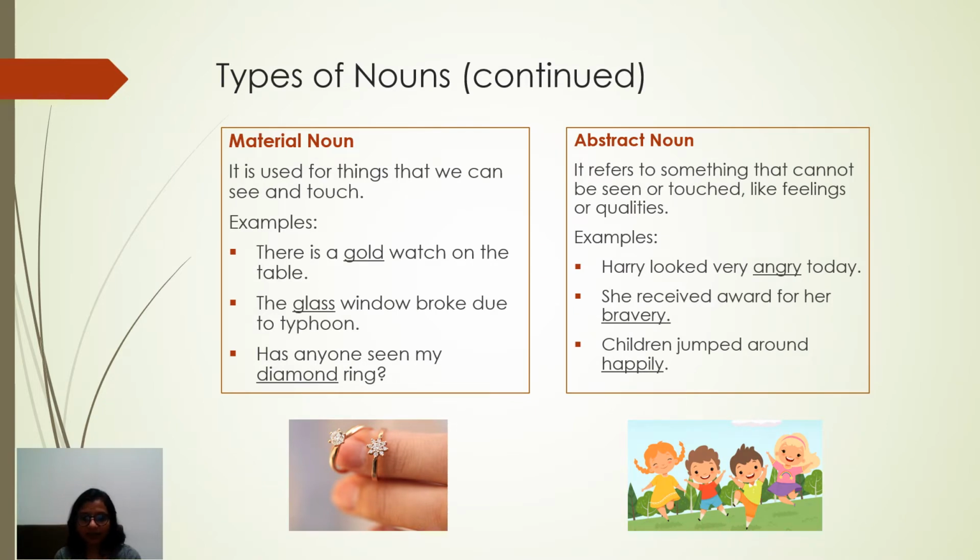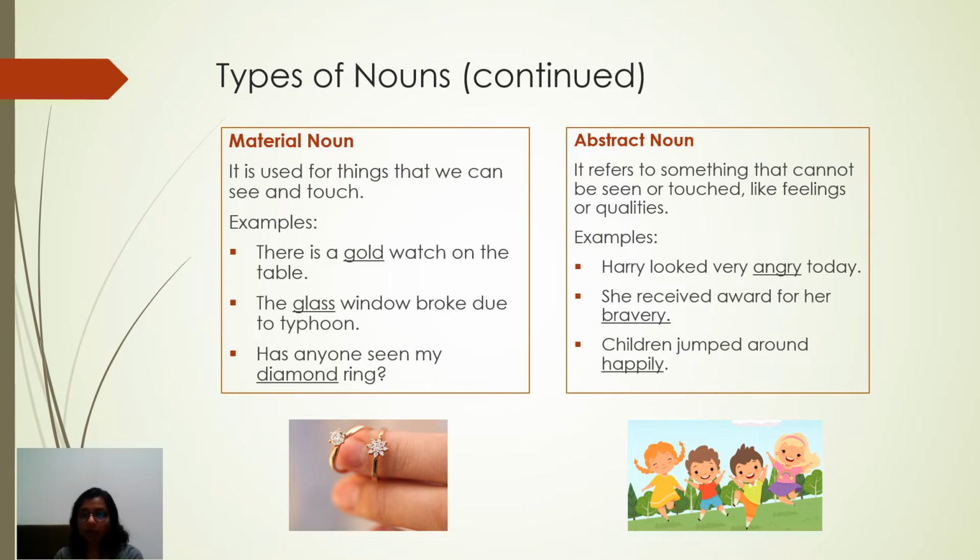So the next category that comes is the material noun. Material noun is used for the things that we can touch or see. For example, there is a gold watch on the table. Here the noun is gold. Then the glass window broke due to typhoon. We are specifying what type of window it is. It is a glass window, right? Has anyone seen my diamond ring? I'm not talking about any random ring, I'm talking about a diamond ring. I'm pinpointing what the thing is. So that comes under noun, material noun.